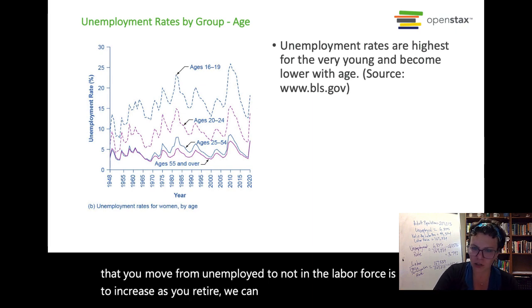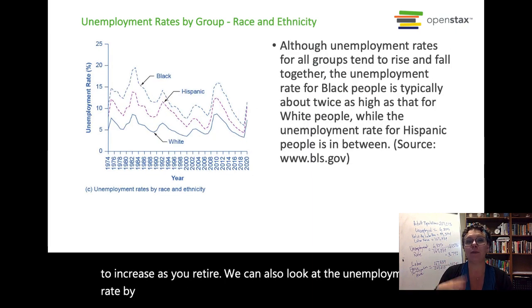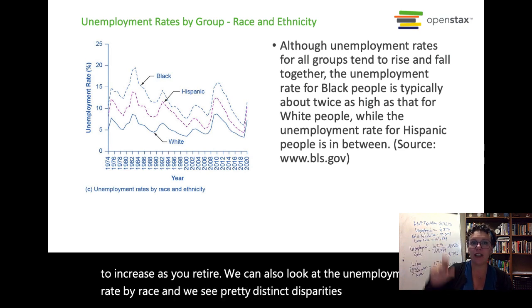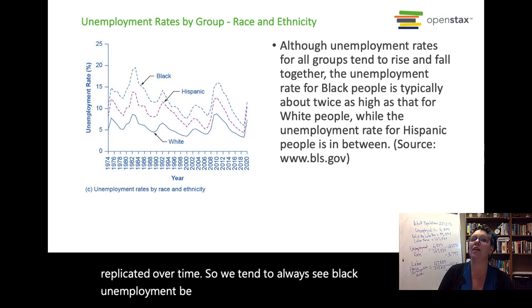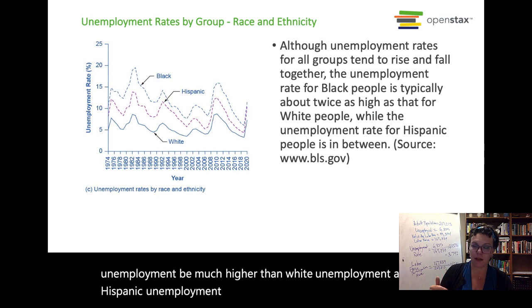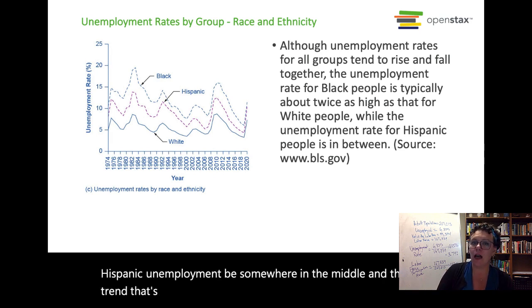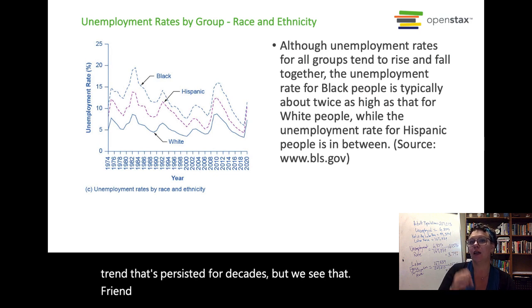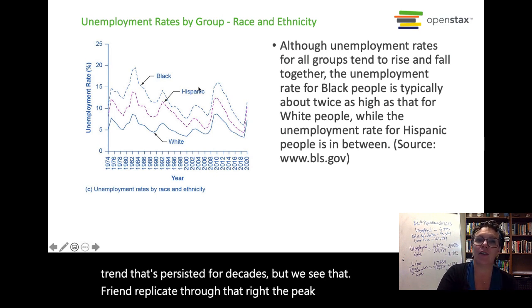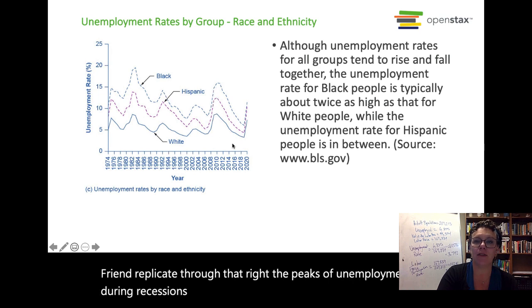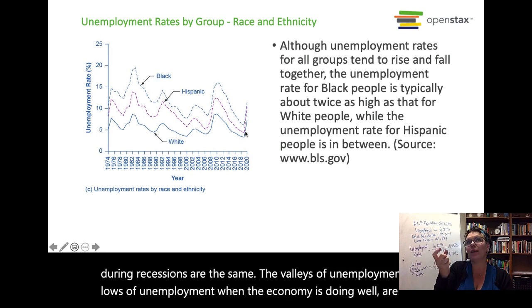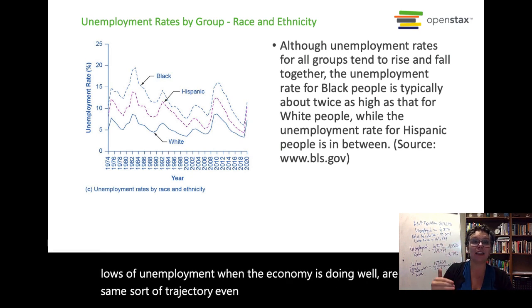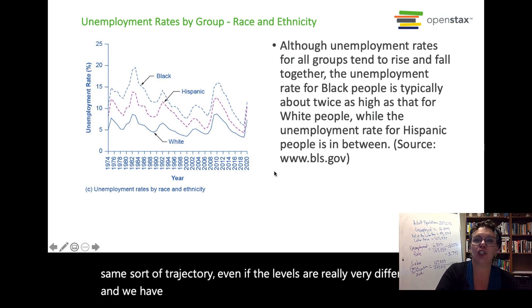We can also look at the unemployment rate by race, and we see pretty distinct disparities with the trends replicated over time. So we tend to always see Black unemployment be much higher than white unemployment, and Hispanic unemployment be somewhere in the middle. And that's a trend that's persisted for decades. But we see the trend replicate through that, right? The peaks of unemployment during recessions are the same. The valleys of unemployment, the lows of unemployment when the economy is doing well, are the same sort of trajectory, even if the levels are really very different. And we have seen a shrinking of the gap in recent years compared to previous periods.